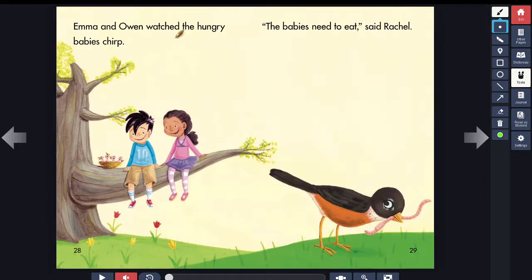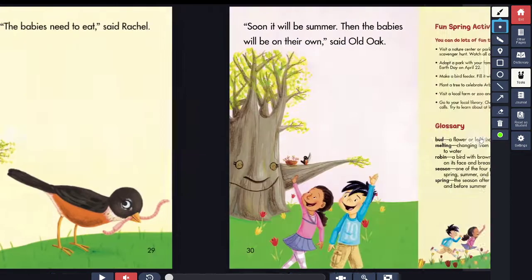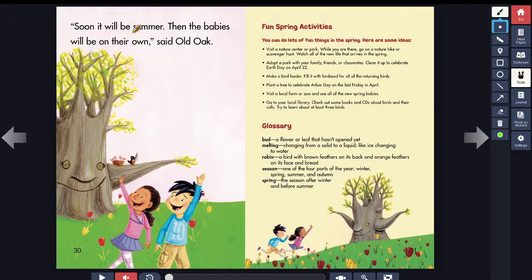Emma and Owen watched the hungry babies chirp. Ooh, I see two CHs on this page. Right here and right here. We have watched and chirp. "The babies need to eat," said Rachel. Ooh, what do you think Rachel's going to feed the babies? I see it right here. "Soon it will be summer. Then the babies will be on their own," said Old Oak.